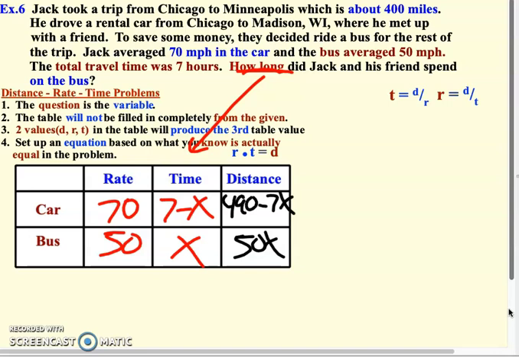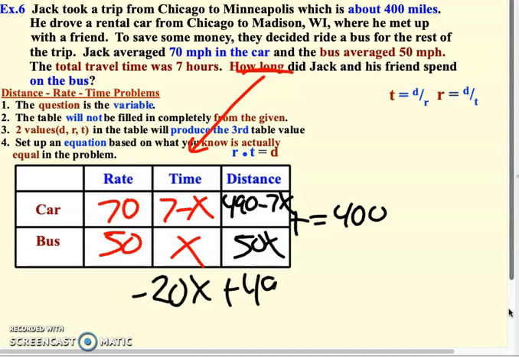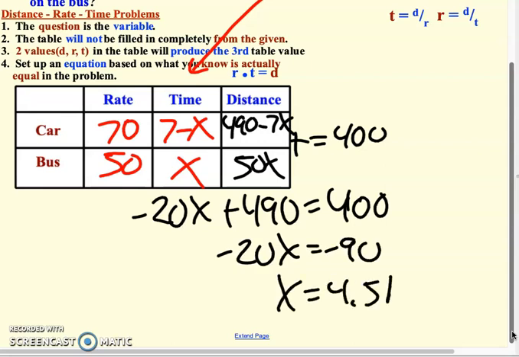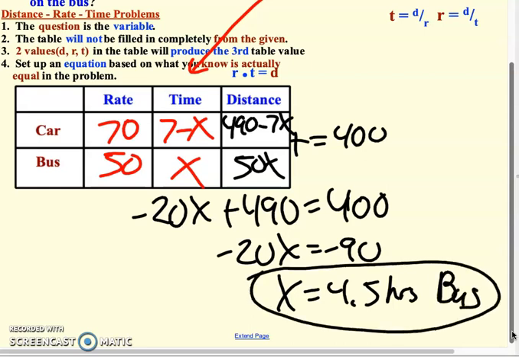Time and time, well, you could say 7 minus x plus x is 7, but all you would do is prove that 7 equals 7. That would get you nowhere. Distance, I have two expressions, and I got a total distance. So there we go. Distance in the car plus distance in the bus equals total distance. If I put those two together, which means I'm just going to add these two and set equal to 400, I get negative 20x plus 490 is equal to 400. And then a little bit of quick algebra solving, and we got it. 4.5 hours on the bus.